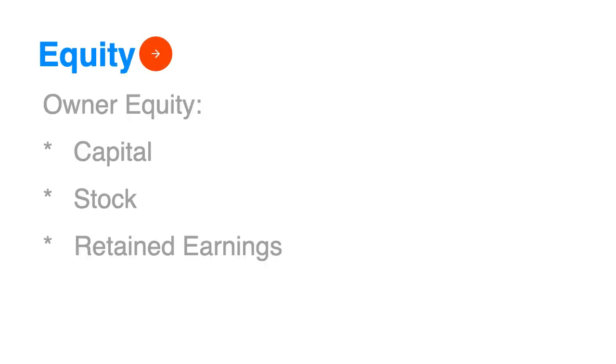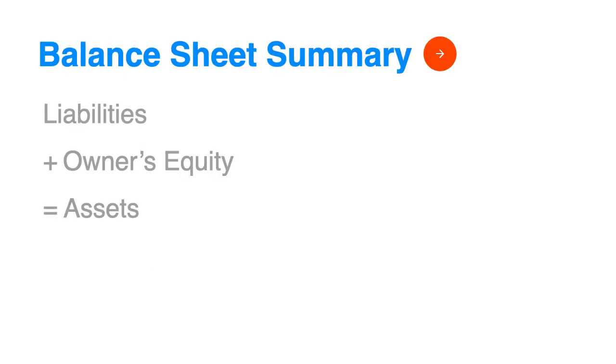Now, owner equity is any capital that was invested in the company, any stocks, and retained earnings. Balance sheet is basically liabilities, which is anything owed, plus owner's equity equals your assets.